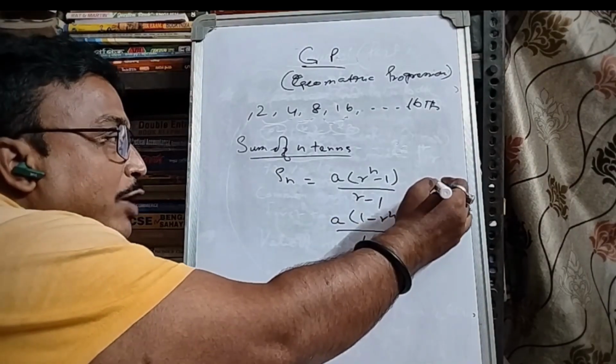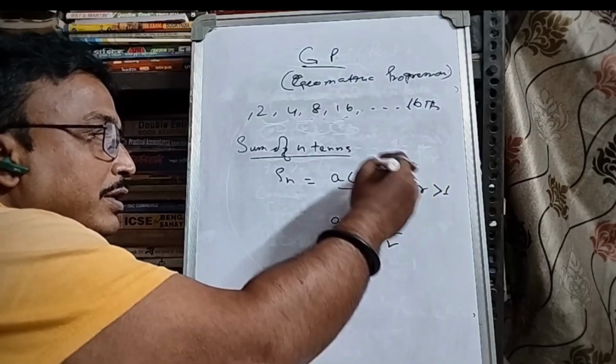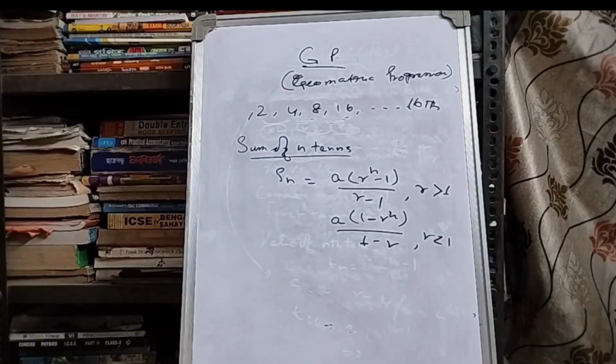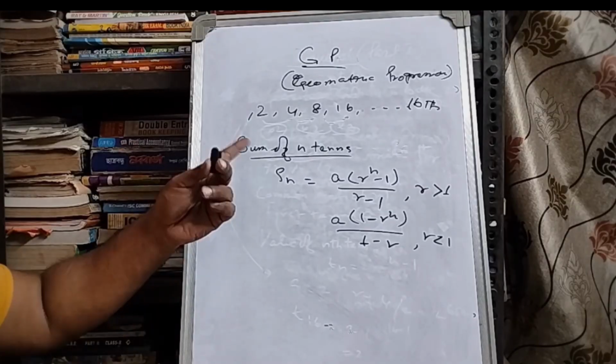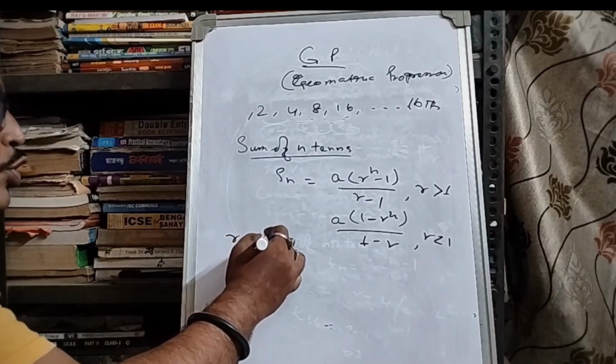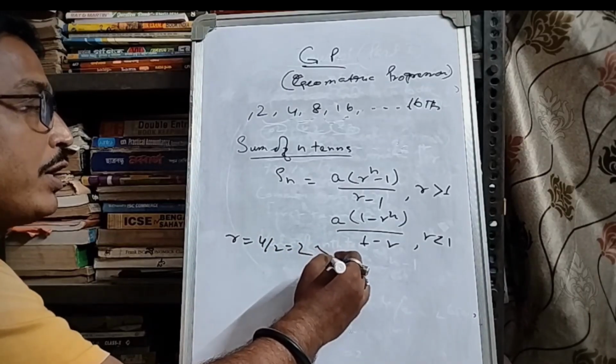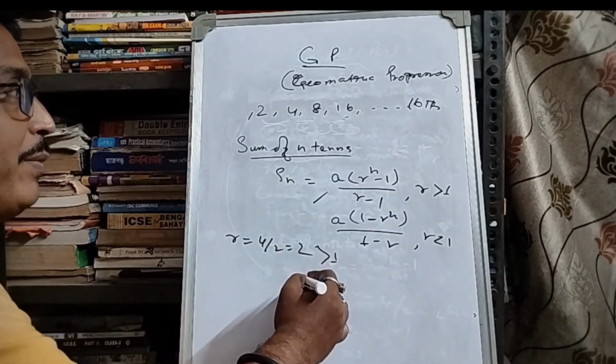When r is greater than 1, this formula will be applicable, and when r is less than 1, this formula is applicable. So here r is equal to 4 by 2, equal to 2. That means greater than 1, so this formula will be applicable.